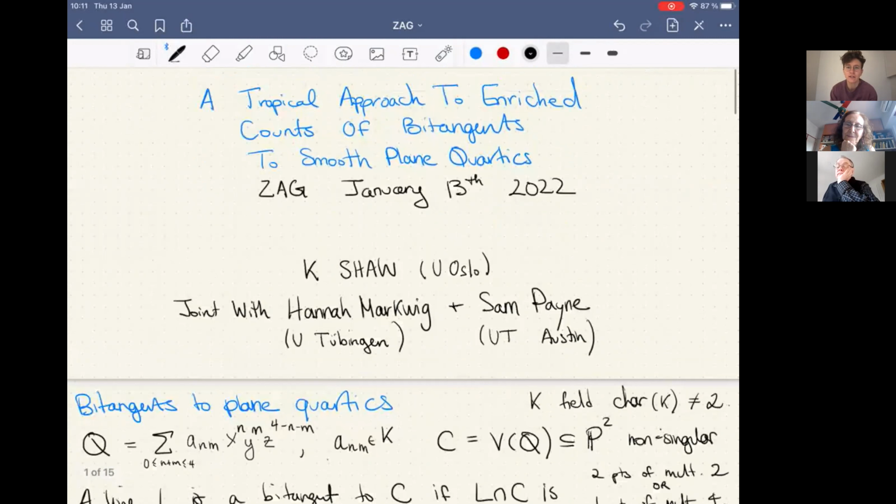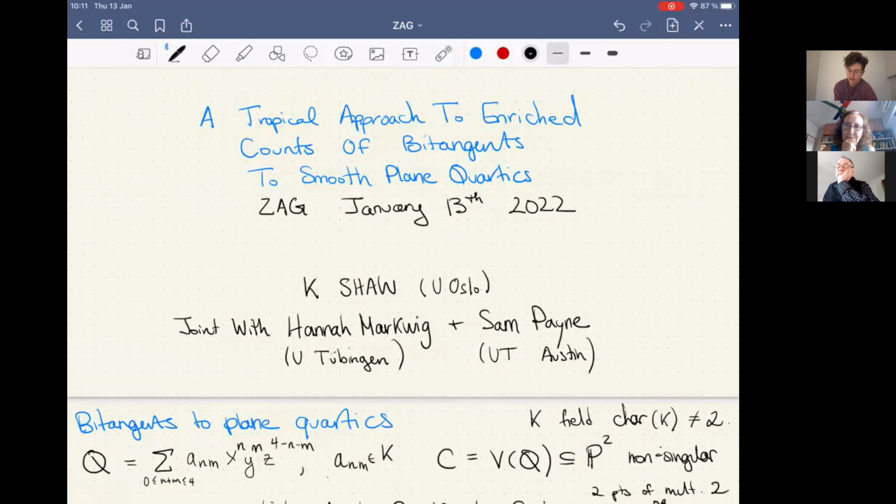We'll work over a field that's not of characteristic 2. That'll be important pretty much through my whole talk. And I'll fix Q to be a quartic polynomial, homogeneous in 3 variables. And C will denote the quartic curve that this defines, so the zero locus of this quartic polynomial. And I'll always want it to be non-singular for my talk.